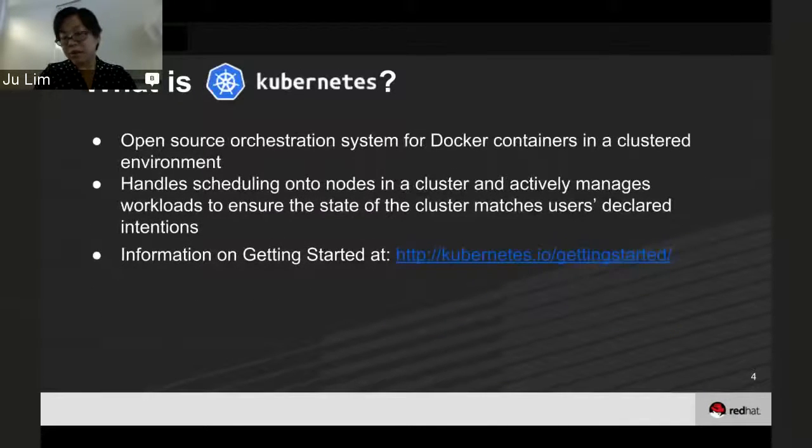I'm going to jump briefly and then dive in. Kubernetes is an open source orchestration system for Docker containers in a clustered environment. As mentioned, it's going to handle the scheduling of the nodes within the cluster and actively manage the containers and other entities in order to make sure that the cluster matches what the users intended. And again, there's a link there if you'd like more information about it.